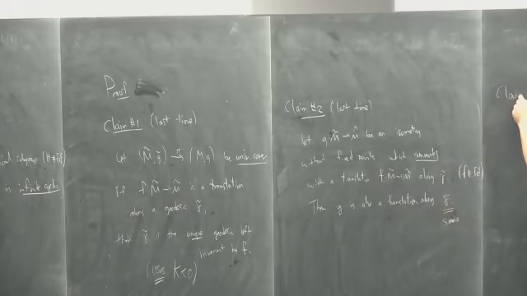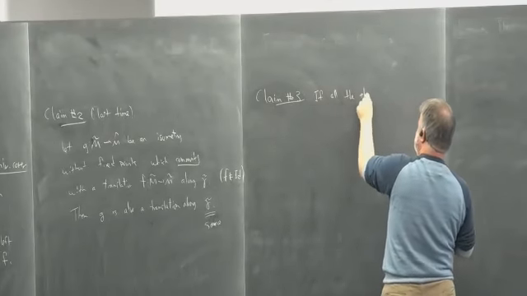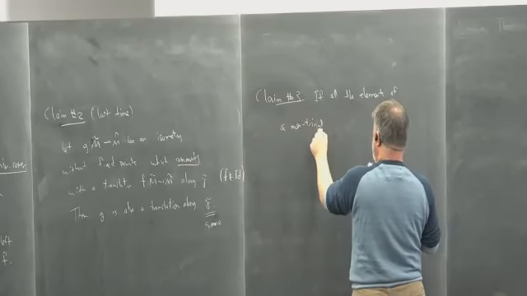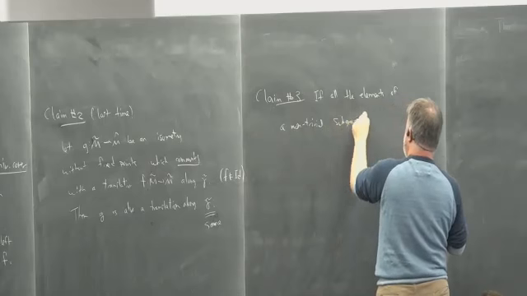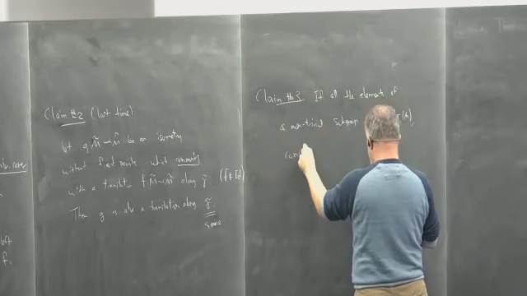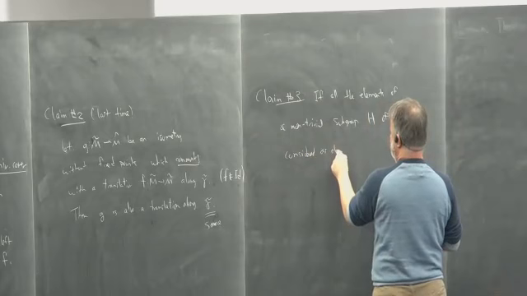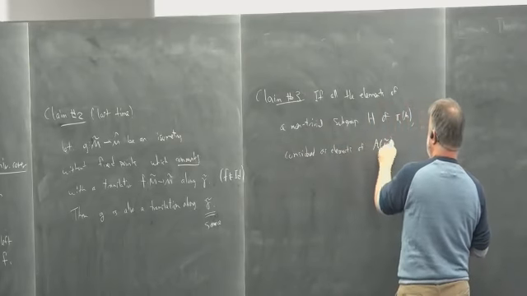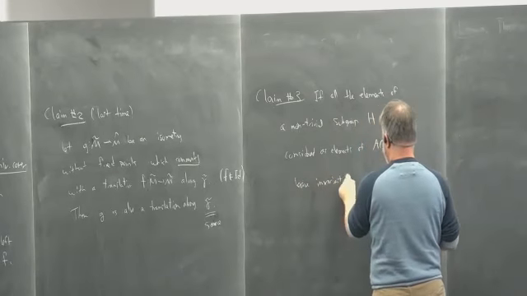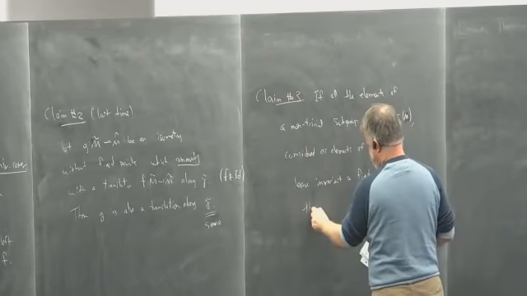Now we're ready for claim number 3. Claim number 3 says if all the elements of a non-trivial subgroup H of pi 1, non-trivial just means it's not the trivial group, considered as elements of the group of deck transformations, leave invariant a fixed geodesic gamma tilde, then H is infinite cyclic.